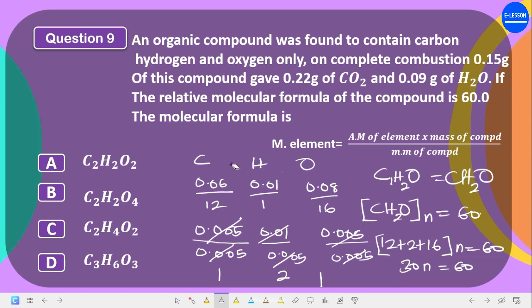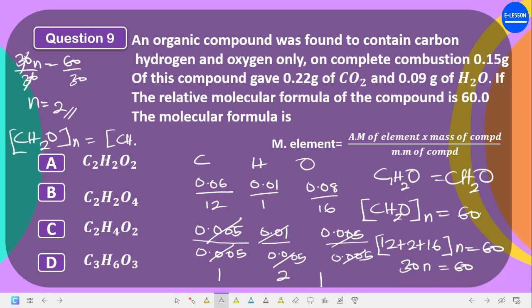If I may complete it on this part of the board, you have 30N equals 60. To get your N, divide both sides by 30. So N will be equal to 60 divided by 30, which is 2. So our N is 2. Normally, the empirical formula is CH2O times N. Now your N is 2, so this becomes CH2O bracket 2.